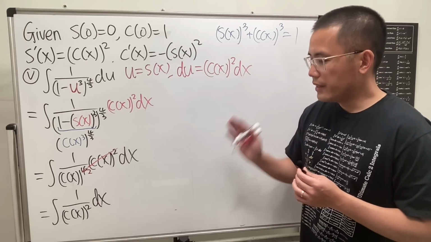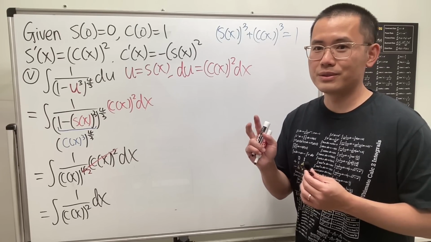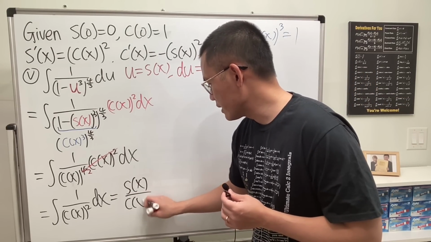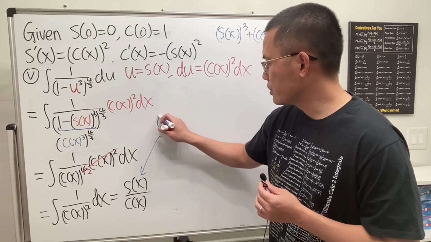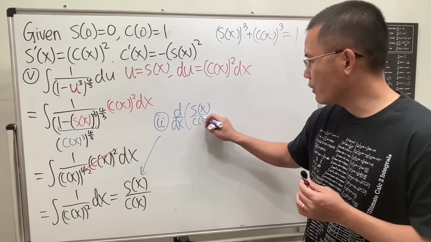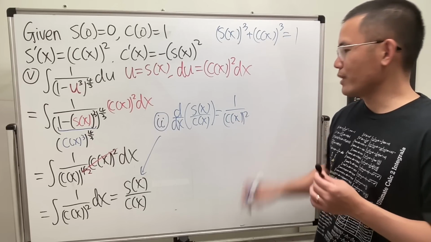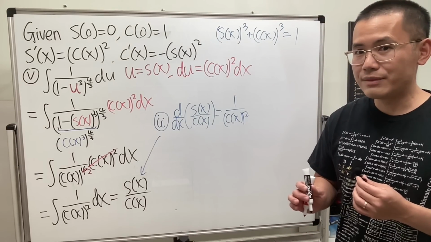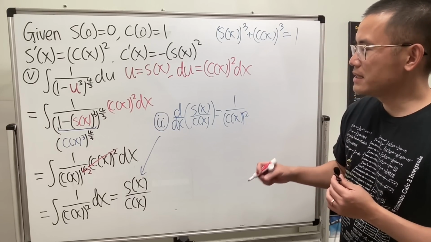Alright, so that's pretty good. Now, how are we going to integrate this though? The key is that we have to use the result from part 2. We know the answer. This right here is actually just s of x over c of x, and then plus k, but I'll write it down later. The reason is because from part 2, we know that if we take the derivative of s of x over c of x, this right here gives us precisely 1 over c of x squared. So we're just doing it backwards. But remember, we still have to do what? Go back to the u world. So let's see.